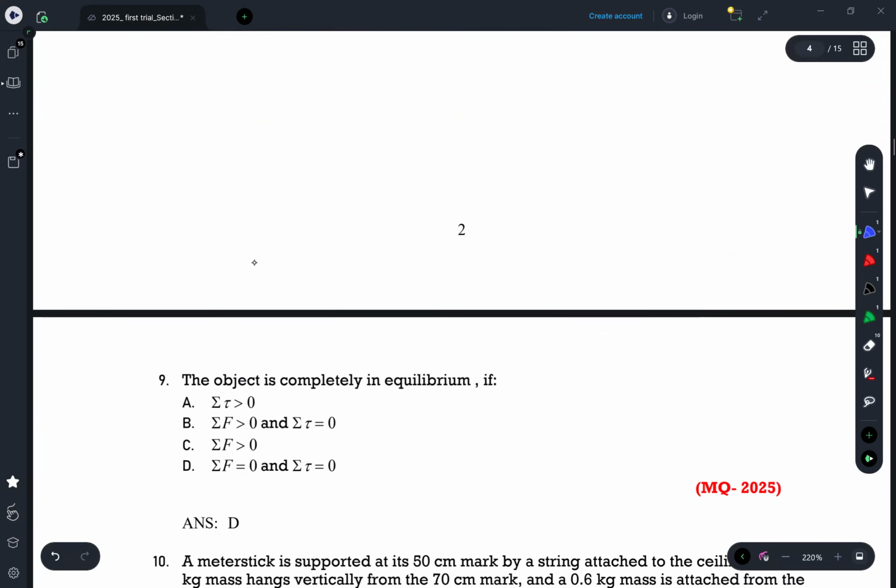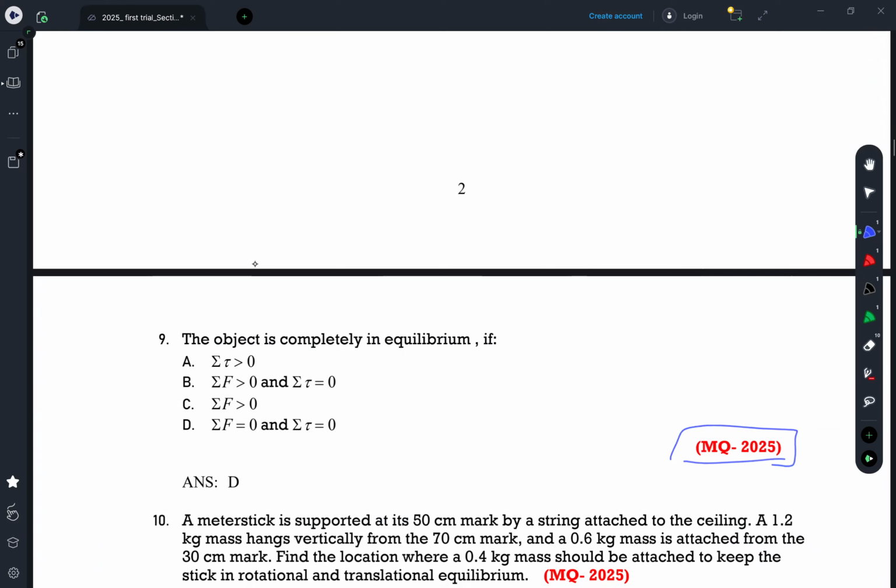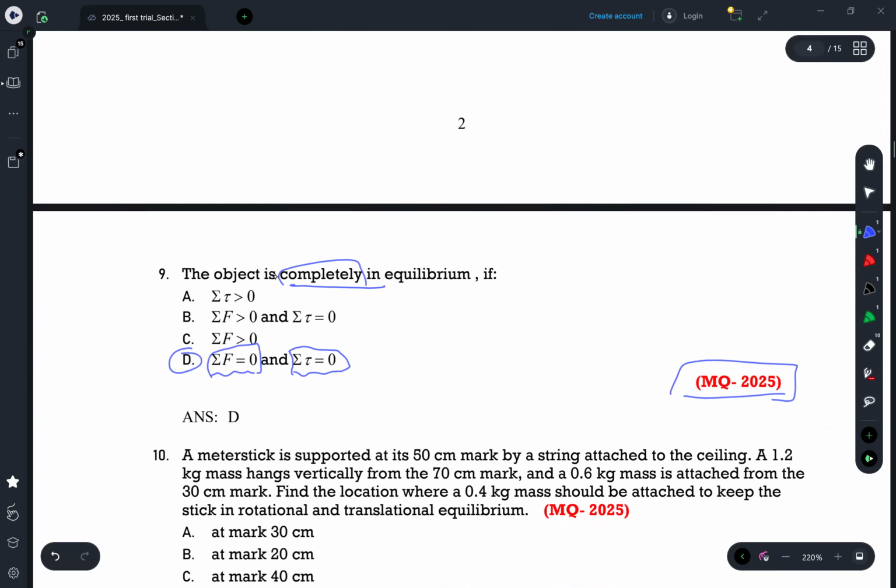Next question is, in fact, about equilibrium conditions, asked before, but they slightly changed it. That's why I made it a little bit a new question. Complete equilibrium requires translational equilibrium and rotational equilibrium. For translational equilibrium, net force must be equal to 0. For rotational equilibrium, net torque must be equal to 0. When both are provided, we can say that the object is in complete equilibrium.